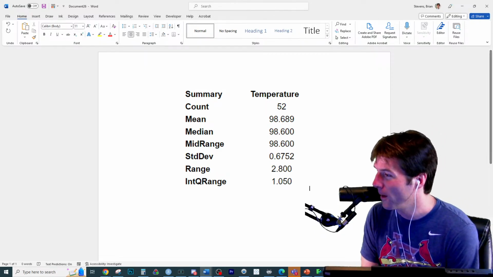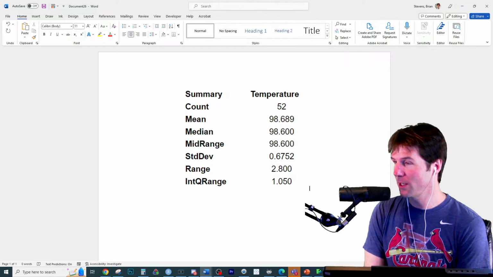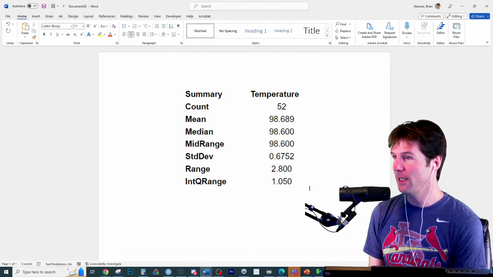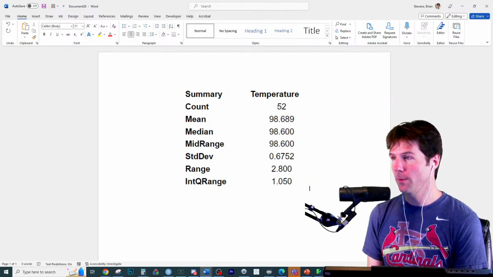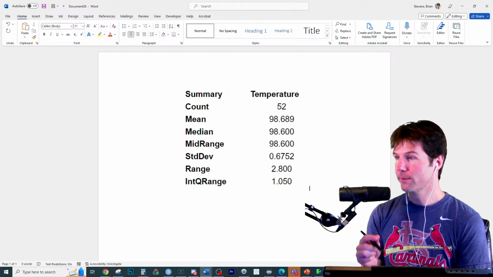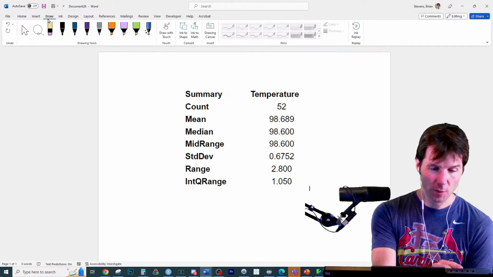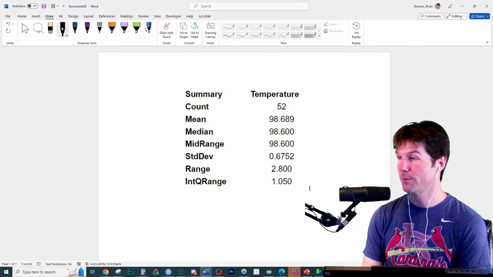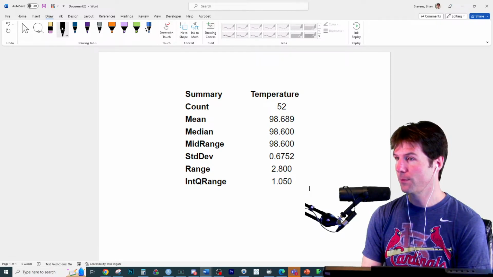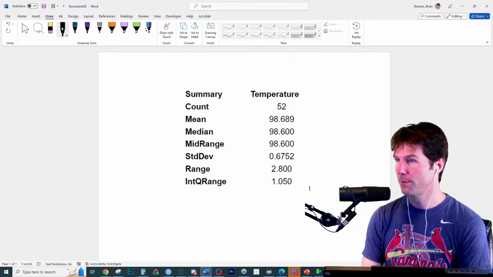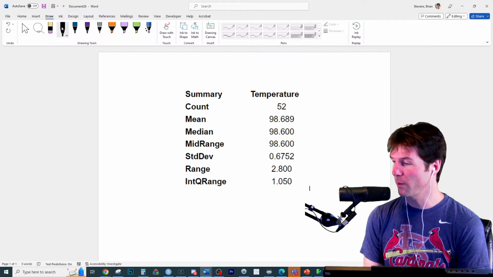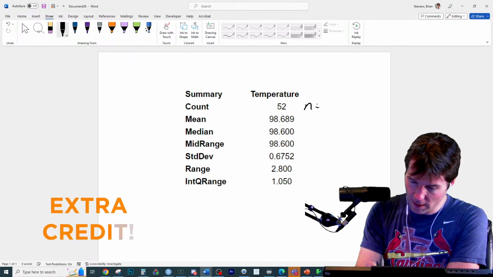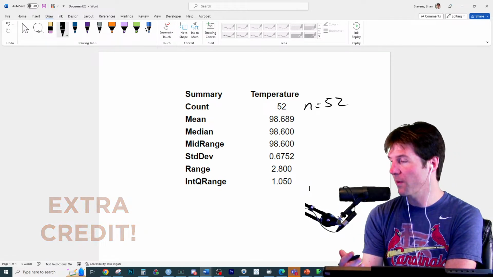Notation, brother. We need to mark our notation. There's only really 3 things in here we have to mark. Annotate that notation. So what should we mark right here notation-wise? They counted 52 people? You got it, Jesse. So this is n equals 52, count of observations.